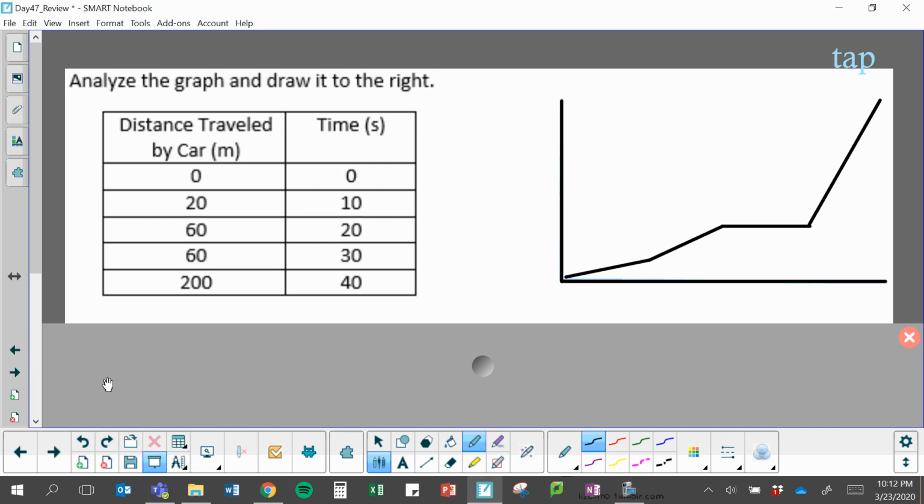Okay guys, so we're going to go over force and motion again. This is a subject that we, in general as a class, didn't do as well on. So we're going to practice interpreting these different graphs and things dealing with velocity and acceleration.